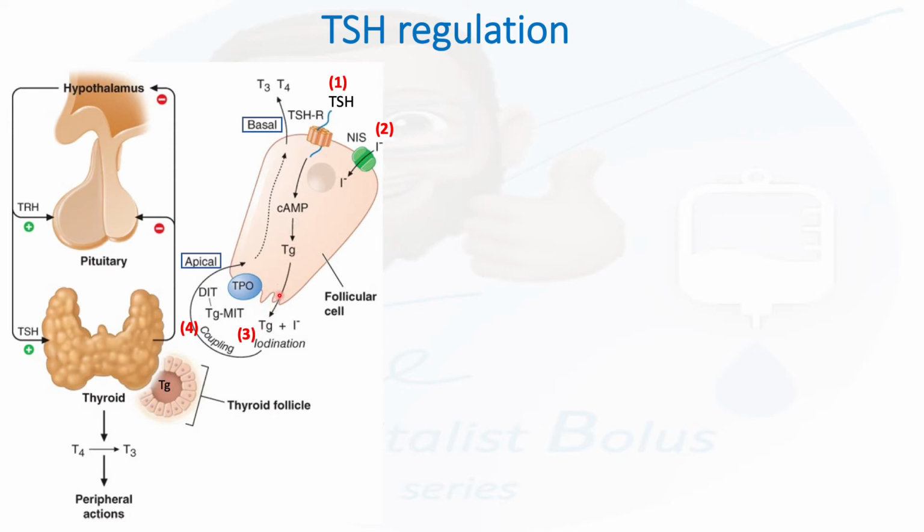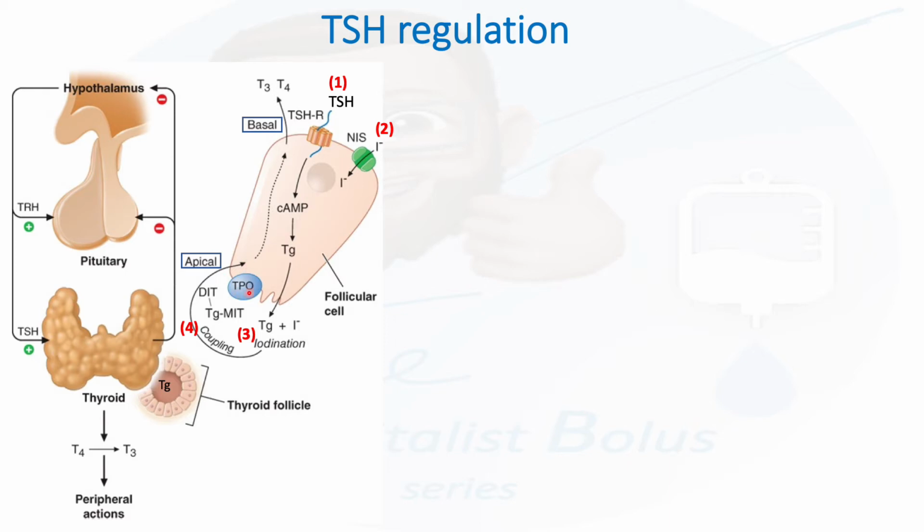and these two will be excreted through the apical membrane into the colloid, and then through iodination these two will combine, and then through coupling we get thyroglobulin with MIT, or monoiodotyrosine, and DIT, or diiodotyrosine, and based on the combination of these two molecules, we get T3 and T4. This coupling is assisted by the TPO enzyme, a very important enzyme, which is the thyroid peroxidase enzyme.